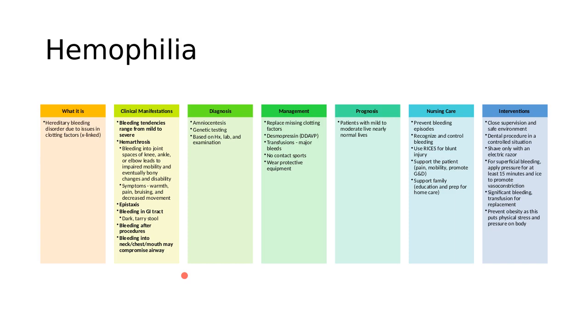Okay, so it's going to be based on the history, lab work, and an examination. So management, so replace missing clotting factors. There's also going to be a treatment with desmopressin or DDAVP. Transfusion for major bleeds. They're not going to be allowed to be in contact sports.